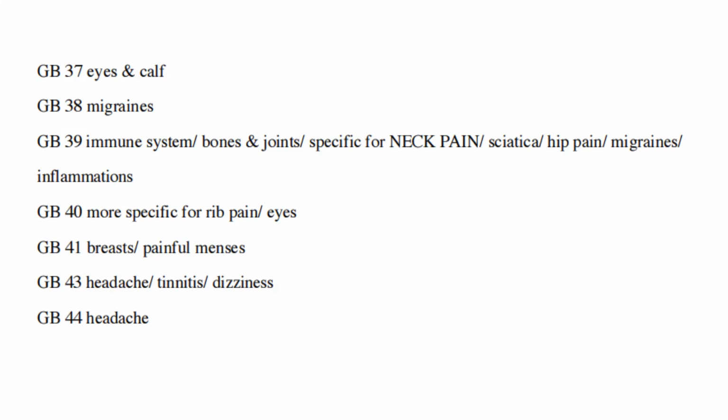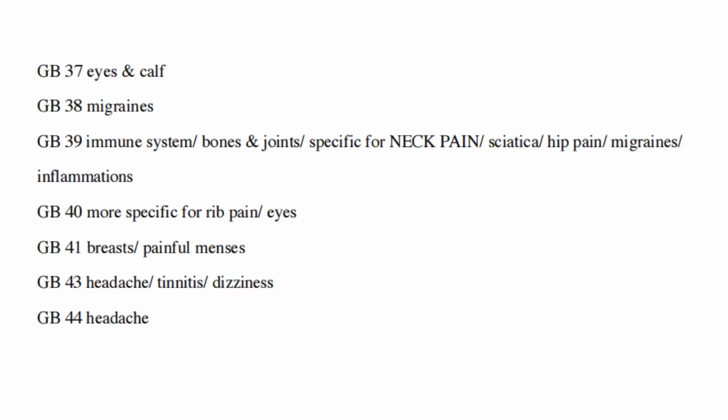GB39 is for the immune system, for bones and joint. It is specific for neck pain. It's also good for sciatica, hip pain, migraines, and inflammation. GB40 is more specific for rib pain, and it's also good for the eyes. GB41 is for breast disorders and for painful menses.